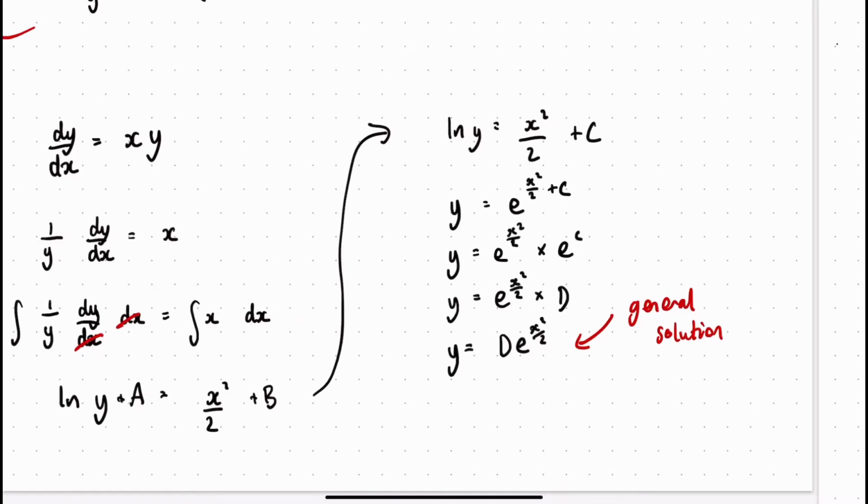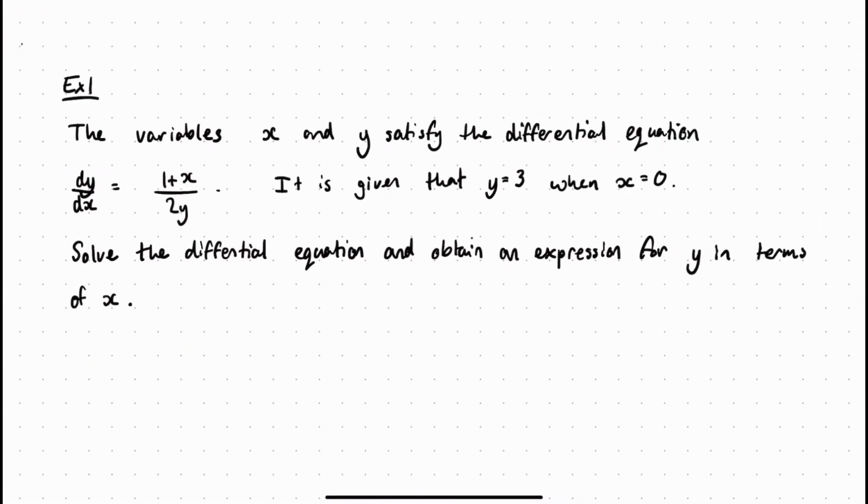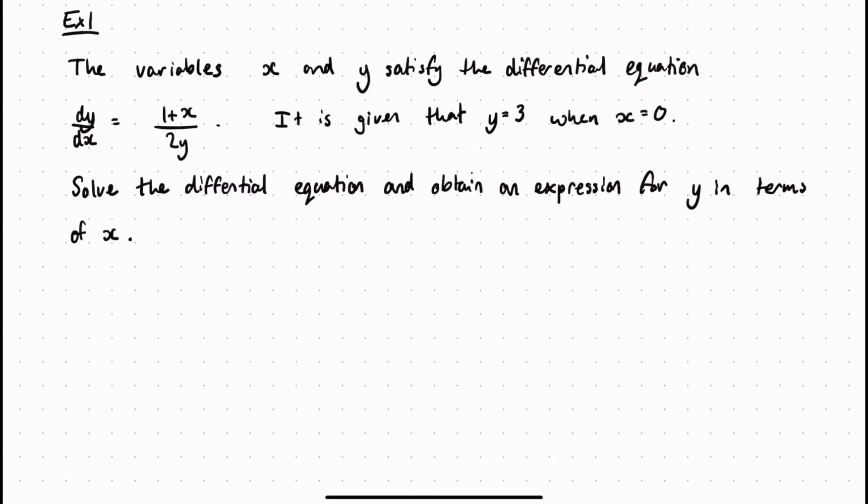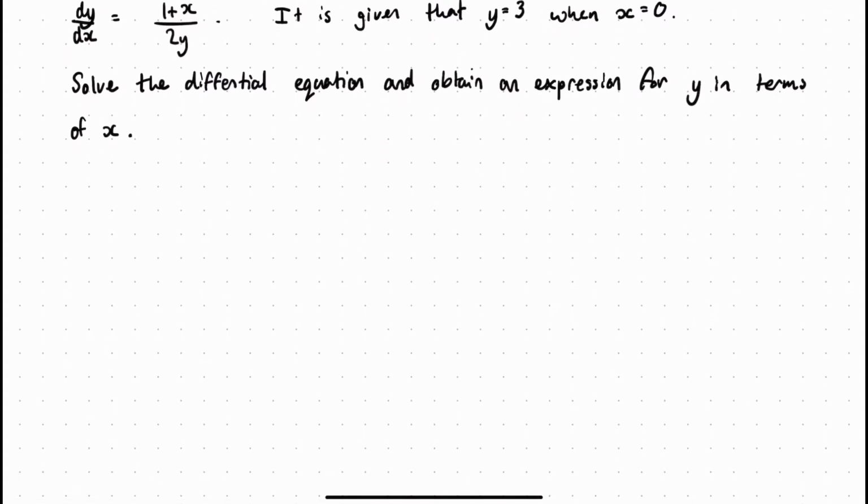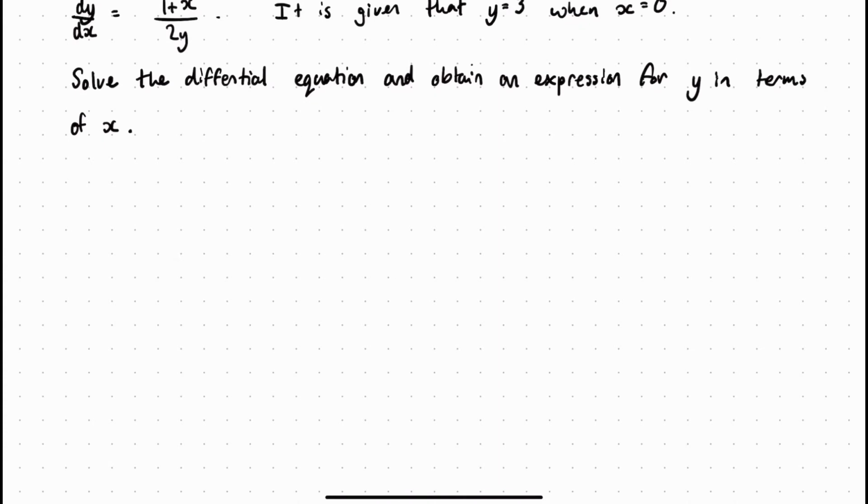Let's have a look at an actual example here. The variables x and y satisfy the differential equation dy by dx is equal to 1 plus x over 2y. It is given that y equals 3 when x equals 0. Solve the differential equation and obtain an expression for y in terms of x. So step 1, get the 2y to the other side. So I'm going to end up with 2y dy by dx is equal to 1 plus x.